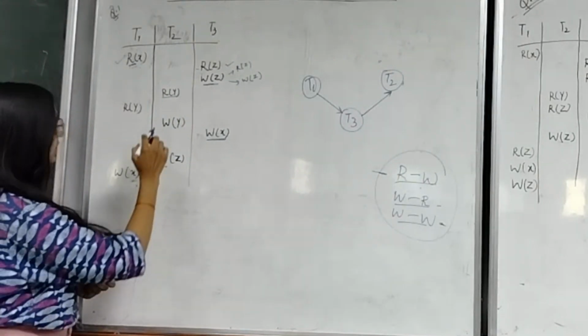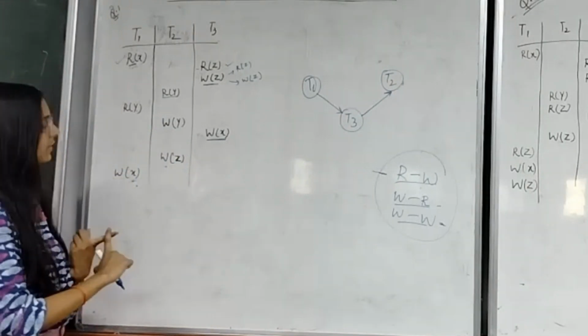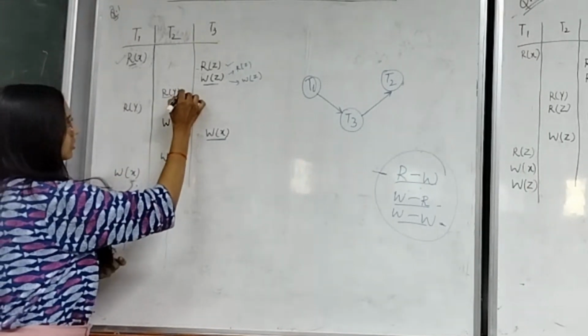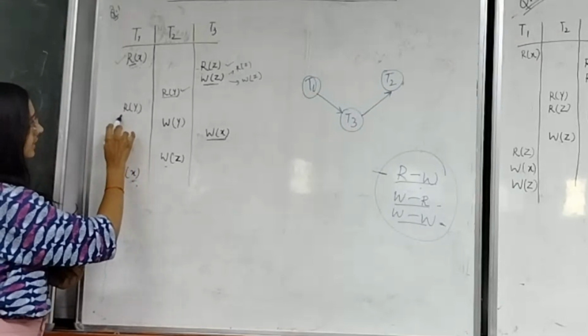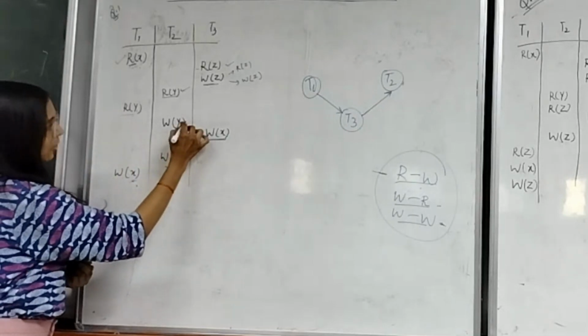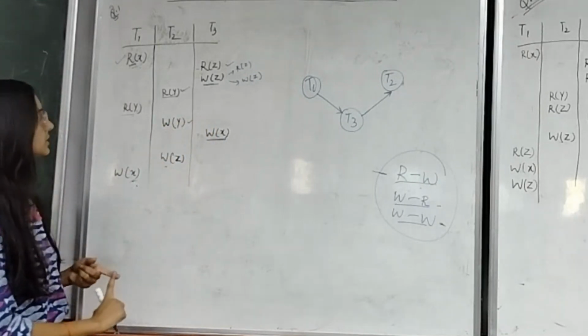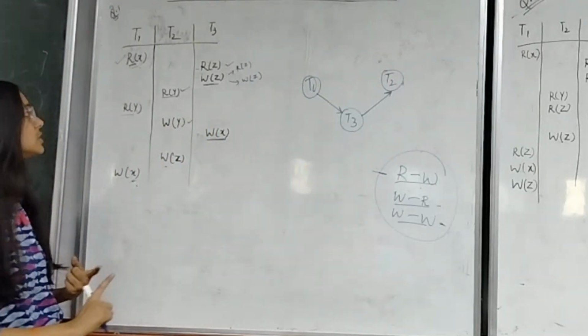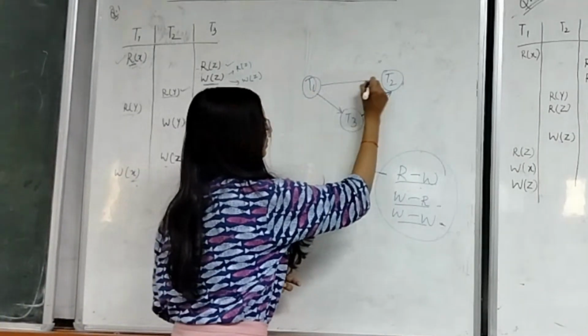We'll check for w of y. It is in its own transaction only. There's no conflict. This operation is not causing any conflict. We have checked this one. Now let's check again for read of y. The conflict occurs here. We found the write of y operation in transaction T2. Thus there will be a directed edge from transaction T1 to transaction T2.